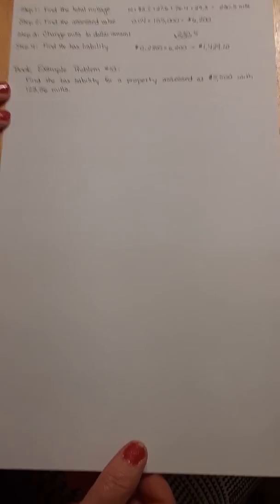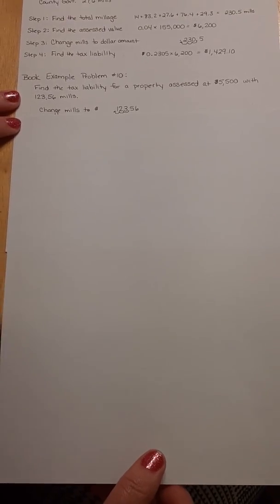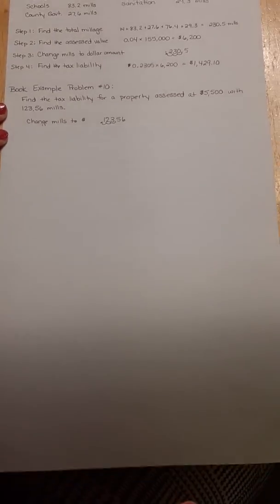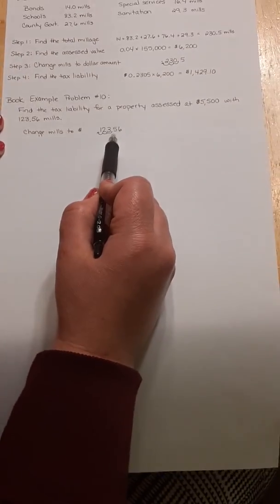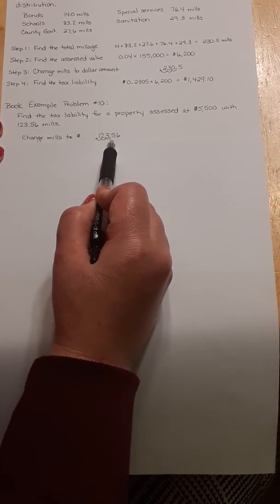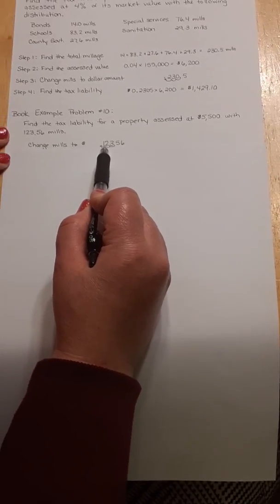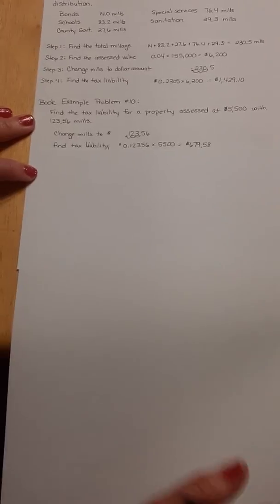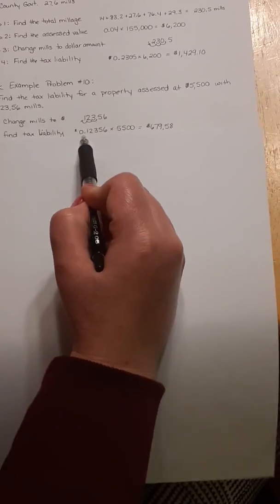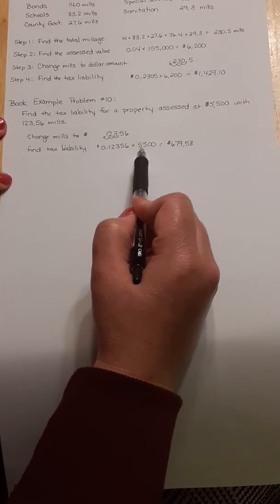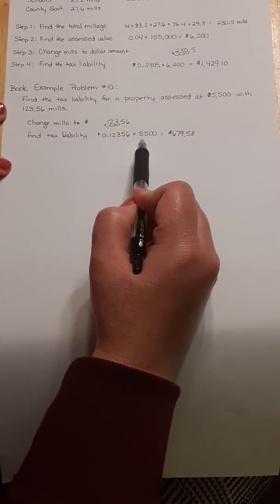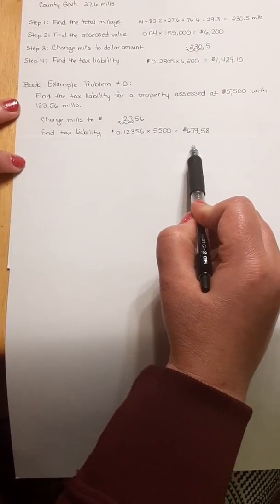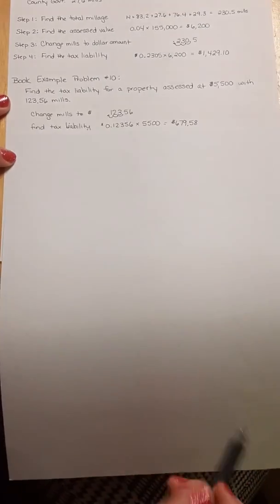So what do I need to do? Well, the first thing I need to do is change my mills to dollar form. I can't work with mills without it being in dollar form. So remember, a mill is 1/1000th of a dollar. So I'm going to move my decimal 3 spots to the left to change it to dollar form. Now that I've got the dollar form, I'm going to multiply it by my assessed value, and that's 5,500. Multiply it together, and my taxes are going to be $679.58.